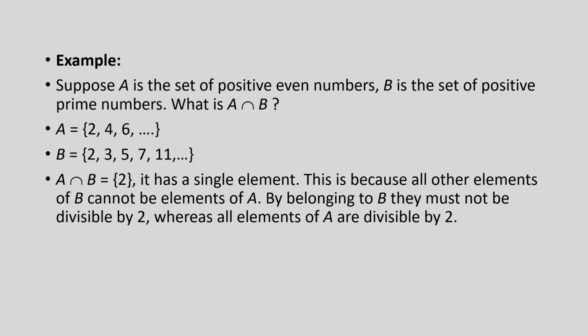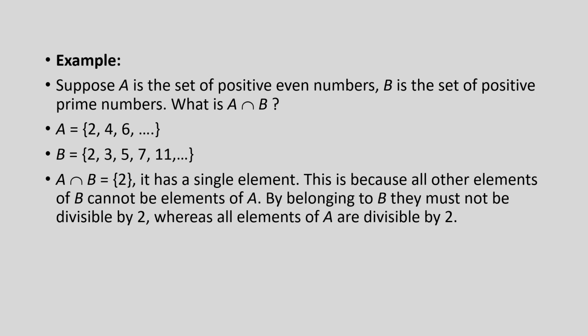Another example, if I am considering infinite sets, then how does it look? I mean, does the problem become more difficult? Suppose A is the set of positive even numbers, B is the set of positive prime numbers. What is A intersection B? So, first let us try to write these two sets.